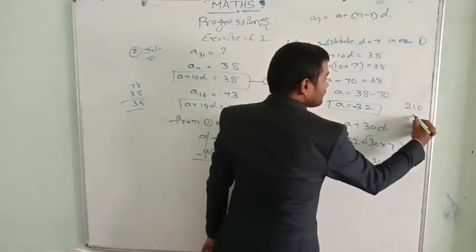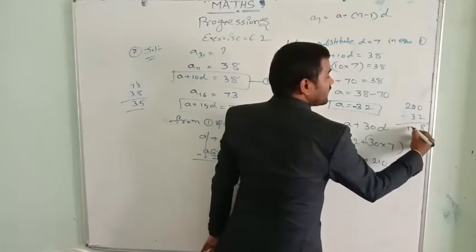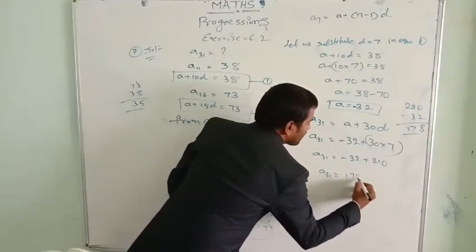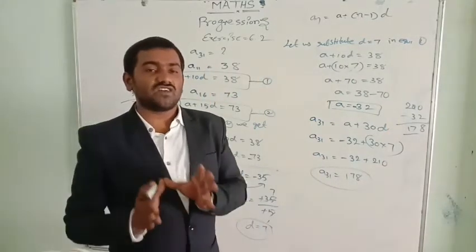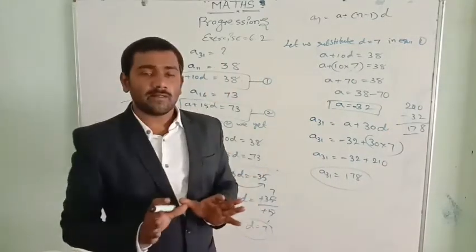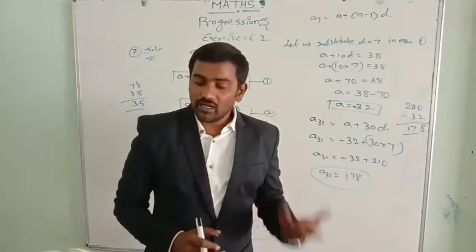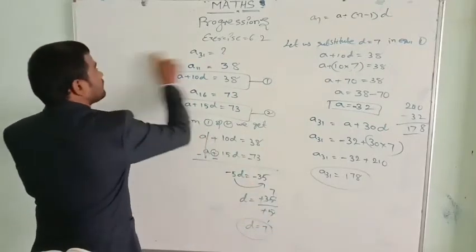210 minus 32. Here it is 8 and here it is 17. So A31 equals 178. The 31st term of this arithmetic progression is 178. Now we can go for the 8th question from this page.